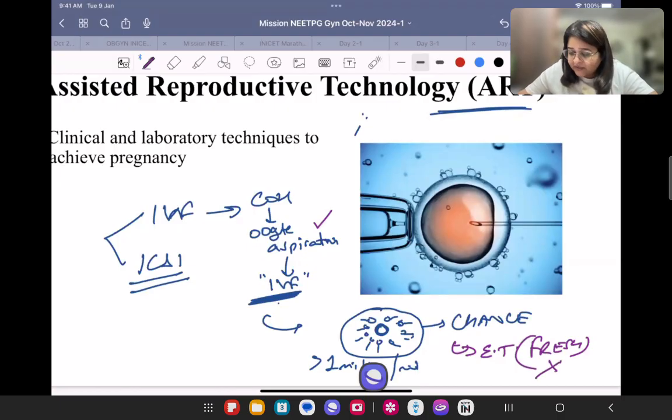What is done is that once, suppose, 3 or 4 embryos are formed, they freeze those embryos. And then in the next cycle or thereafter or many months later, what is done? A frozen embryo transfer is done. The embryos are thawed and then the transfer is done.